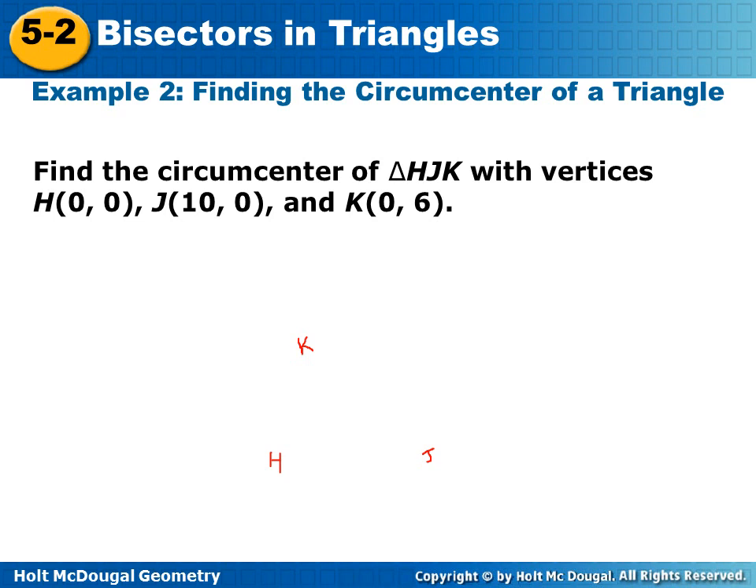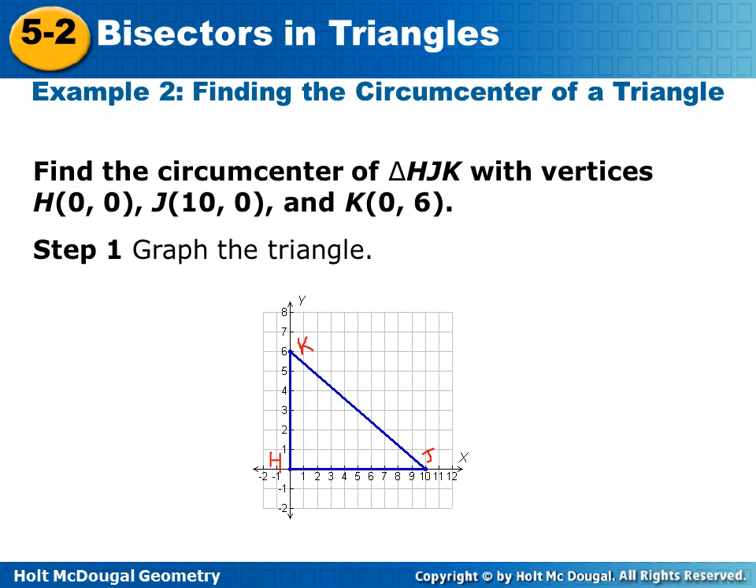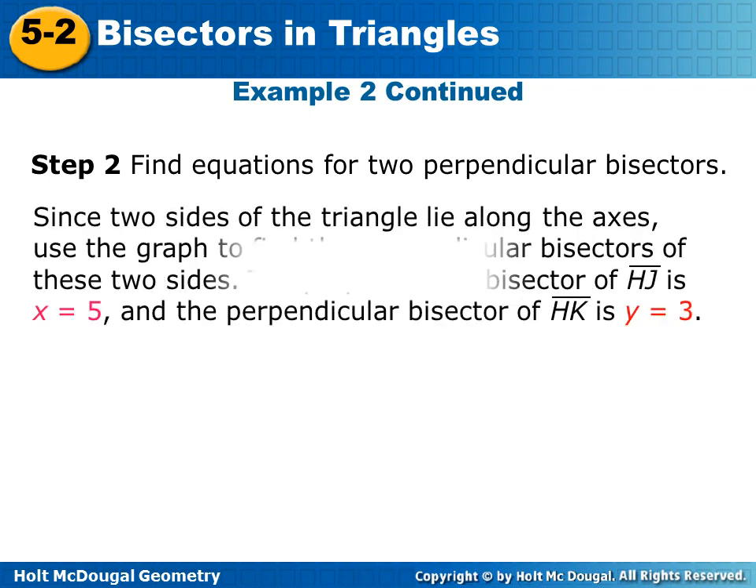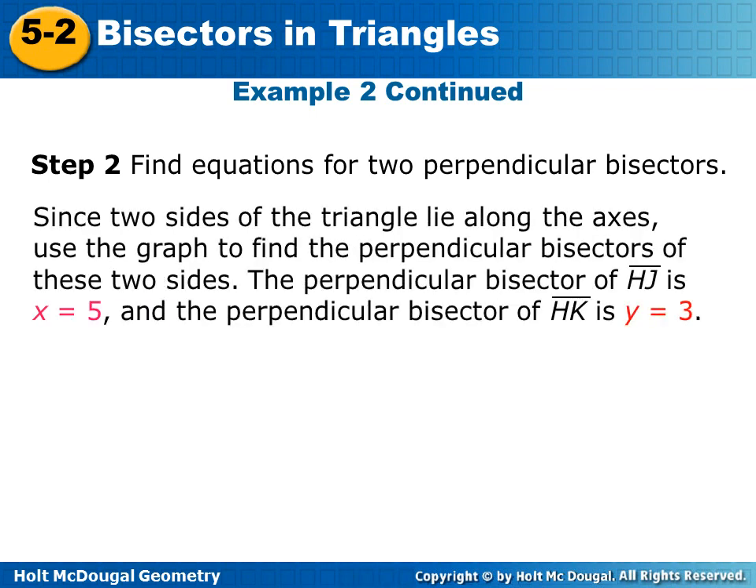To find the circumcenter of a triangle, we want to find the circumcenter of triangle HJK with vertices (0, 0), (10, 0), and (0, 6). So first we graph the triangle, and I've labeled the points for you, H, J, and K. Next, we need to find the equations for the two perpendicular bisectors. Since two sides of the triangle lie along the axes, we can use the graph to find the perpendicular bisectors of the two sides. The perpendicular bisector of HJ is x equals 5 because x goes from 0 to 10, so x equal to 5 is halfway. And the perpendicular bisector of HK is y equals 3 because y goes from 0 to 6 and 3 is halfway.